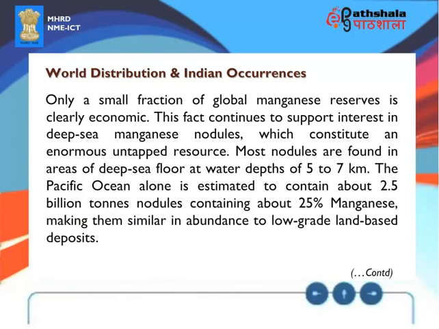World distribution and Indian occurrences. Only a small fraction of global manganese reserves is clearly economic. This fact continues to support interest in deep-sea manganese nodules, which constitute an enormous untapped resource. Most nodules are found in areas of deep-sea floor at water depths of 5 to 7 km. The Pacific Ocean alone is estimated to contain about 2.5 billion tons of nodules containing about 25% manganese, making them similar in abundance to low-grade land-based deposits.